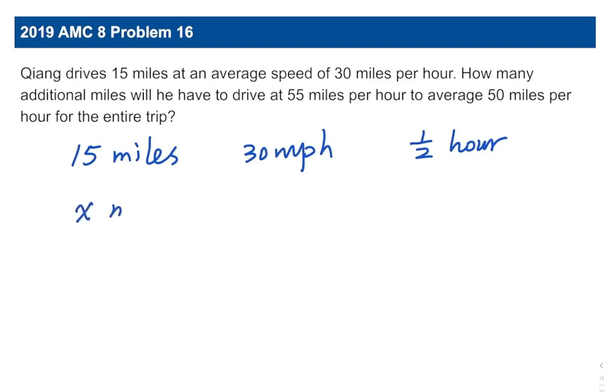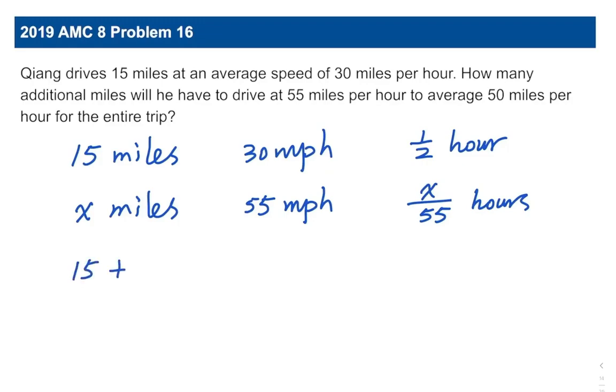Then how many additional miles? Let's say x miles will he have to drive at 55 miles per hour. So the second segment of the trip, the time is going to be x divided by 55 hours. He wants an average of 50 miles per hour for the entire trip. Then what is the total distance? That is 15 plus x. What is the total amount of time? That is 1/2 plus x/55. And we want this to be 50.